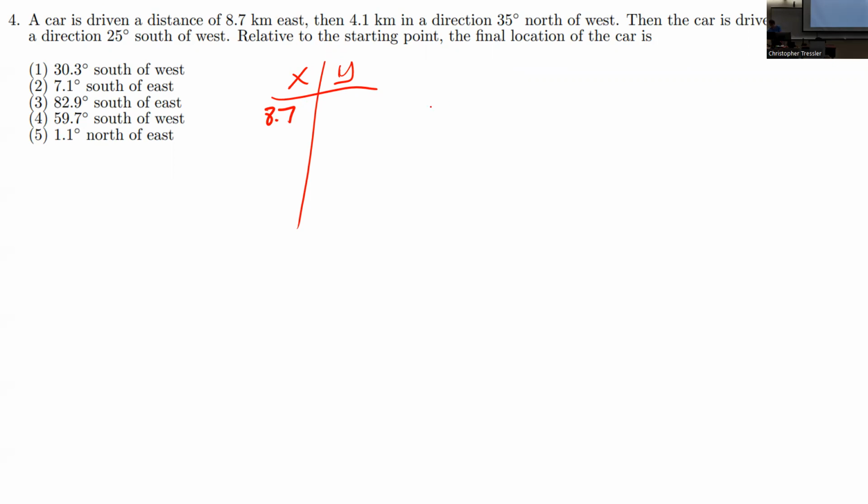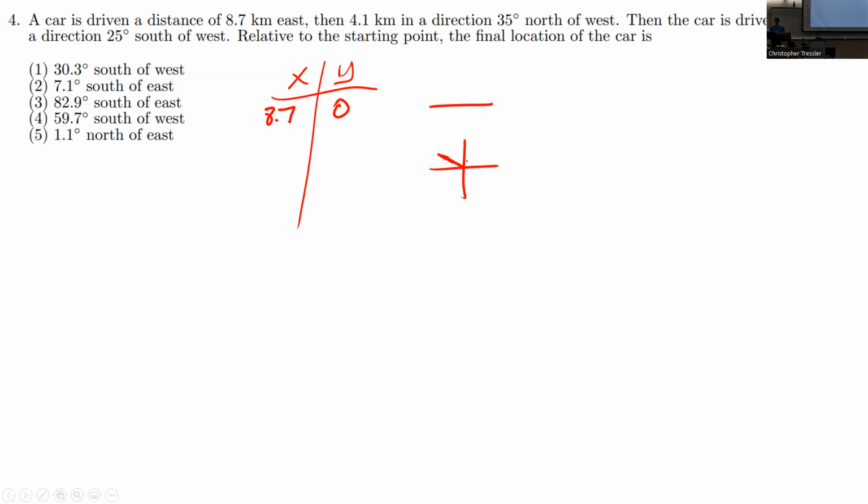So that's just driving in a straight line that way. Is there any change in Y? No, it's just 0. Now it gets a little more complicated. We drive 4.1 kilometers in a direction that is 35 degrees north of west. If I draw that, this is east and west, and this is north and south, right? We're going to go 4.1 kilometers north of west. So we're going to go west, about 35 degrees north of west, and we're going to get something like this, okay?